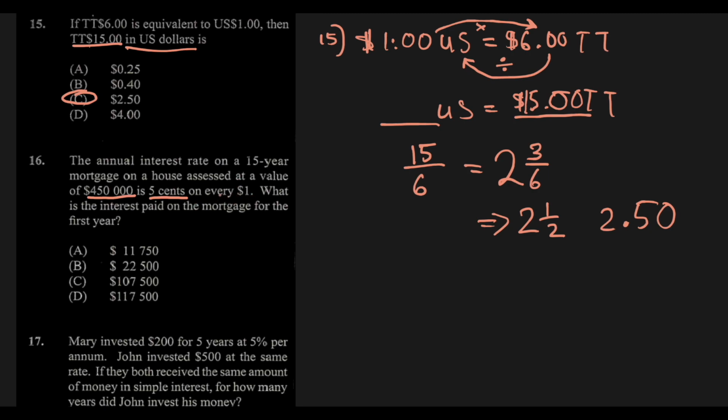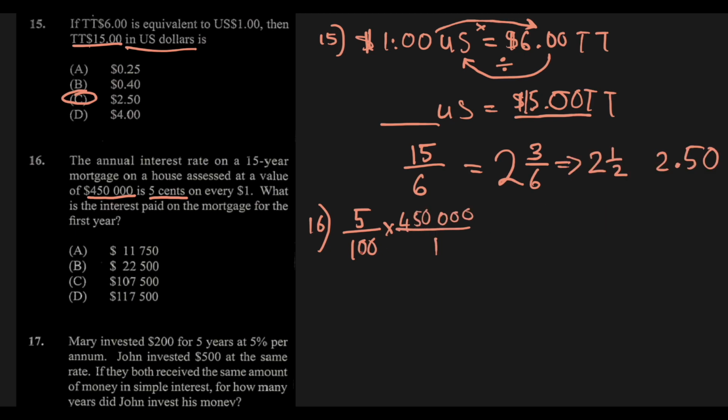If we write that as a fraction, 5 cents over what would give us $1? A dollar has 100 cents. So 5 cents in relation to dollars is 5 over 100, because this is 5 cents over 100 cents, which is $1. Now I have $450,000, and for each dollar in this 450,000, I have to spend 5 cents. So I just need to multiply this by 450,000.